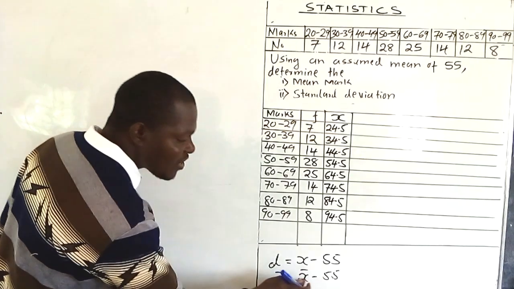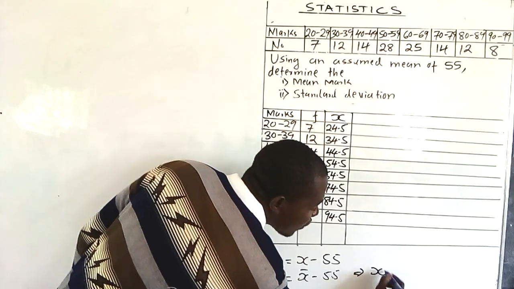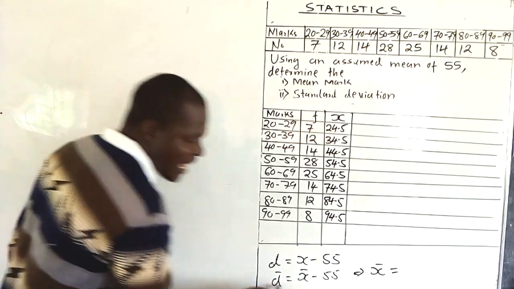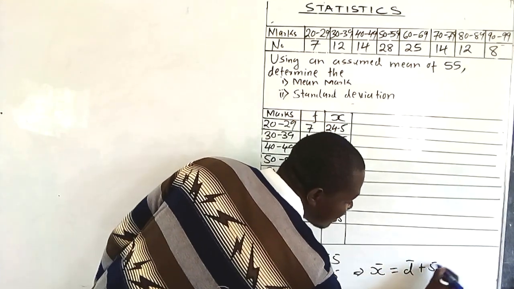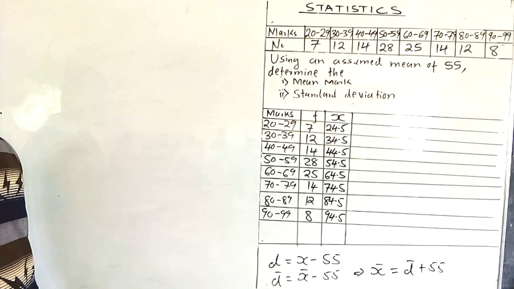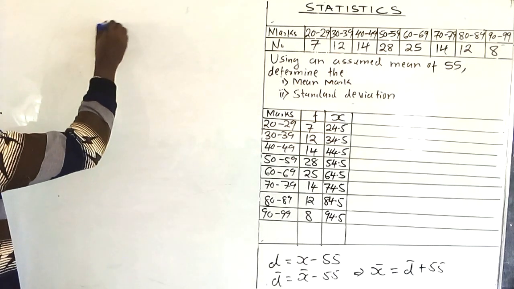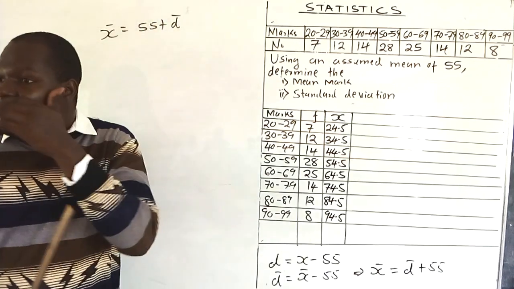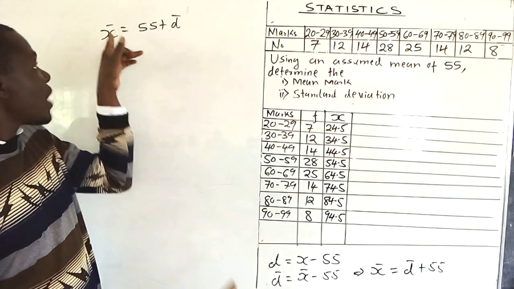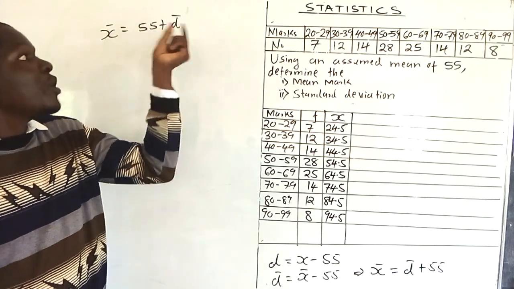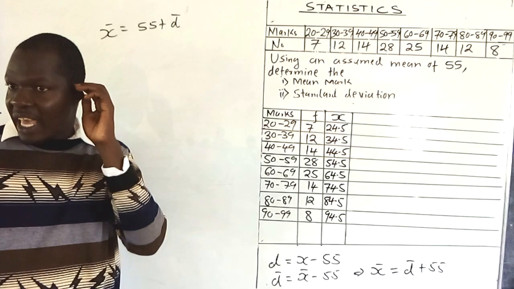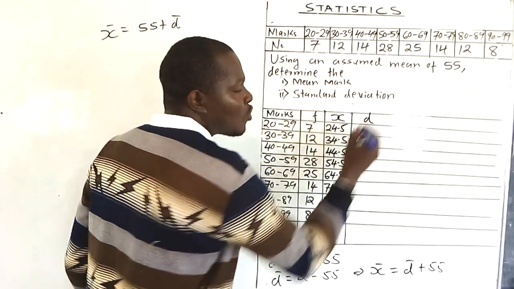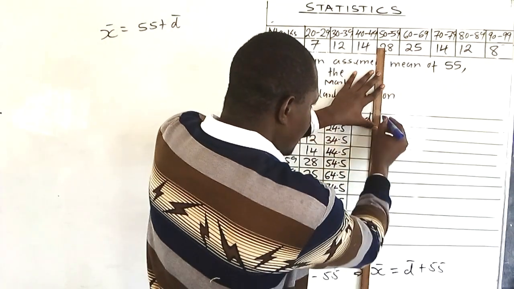So from d bar is equal to x bar minus 55, you are able to get the mean, the x bar, isn't it? So what is the mean? You take 55 coming this side, x bar will be d bar plus 55. Are you seeing that? So our mean we are looking for, x bar, is going to be 55 plus d bar, and d bar is the mean of d, isn't it? So it means for us to get the mean of x using assumed mean, we must get the mean of d. Is that okay? So can we now first of all start by getting the d values, the new variables using the assumed mean, isn't it?